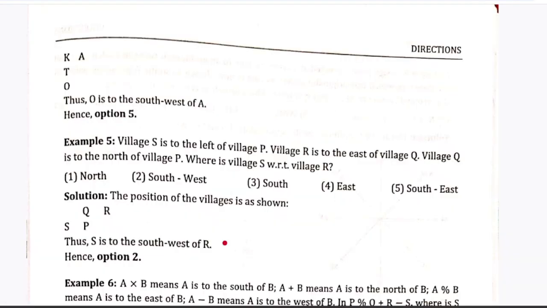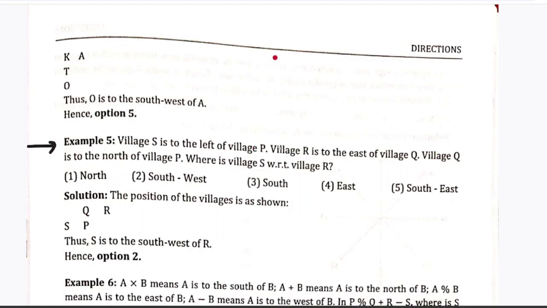So let's go to the next question. Number 5. Village S is to the left of village P. Now village S is to the left of village P. Village R is to the east of village Q.